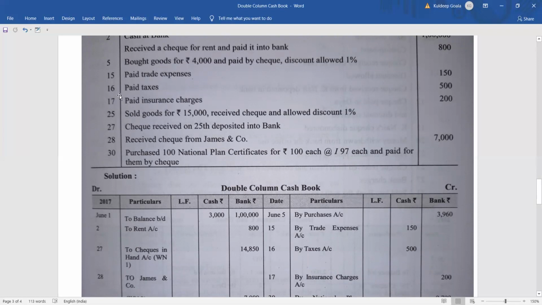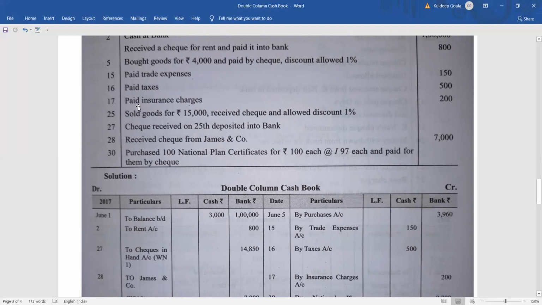Coming to the date 16, paid taxes. So if we are paying tax, then it is again an expense. So if it is income tax, we will take drawings. If it is normal tax, then we will take as a business expense. So what is the tax you are paying? 500 rupees. Nothing is mentioned, so it is paid in cash. So again, date 16, by taxes in the cash column 500. Clear? In the payment side.